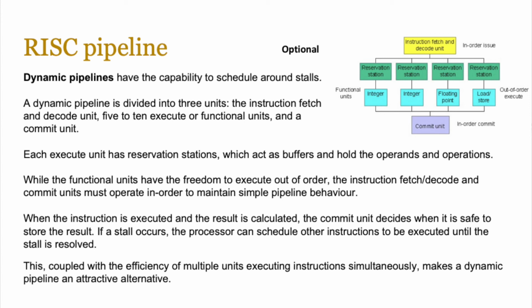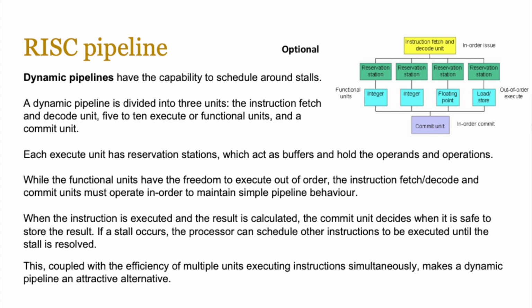So the dynamic pipeline is divided into 3 units: the instruction fetch and decode unit, 5 to 10 execute or functional units, and a commit unit. Each execute unit has reservation stations which act as buffers, and they hold commands. So you kind of, in effect, have a mini processor within a processor. And it gets more complicated than that. All you need to know is that these dynamic pipelines are even more efficient at executing multiple commands, and the issues that come across when you are looking at superscalar or traditional pipelining are eliminated here through the use of buffers within a pipeline stage.